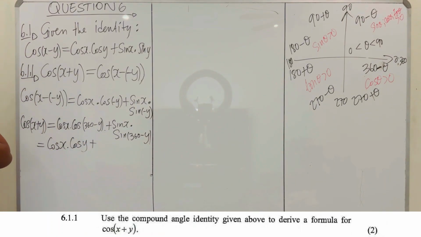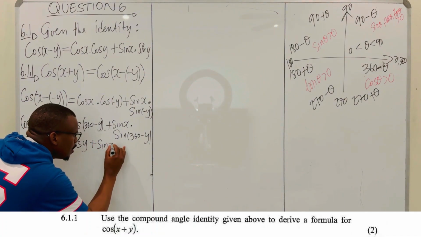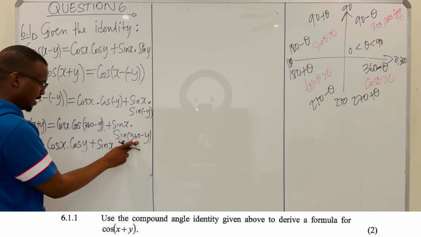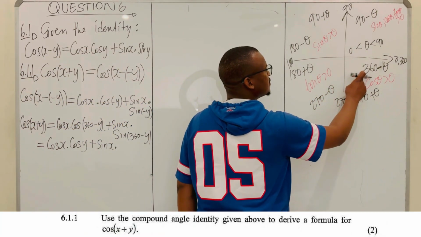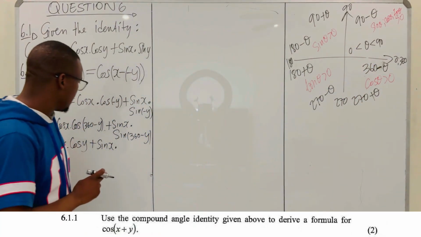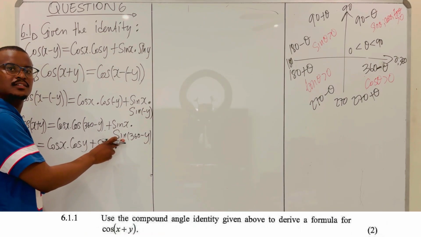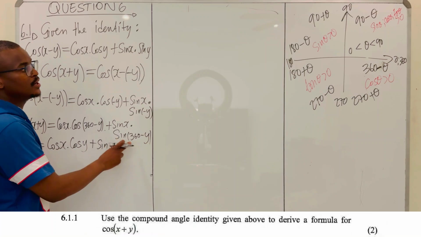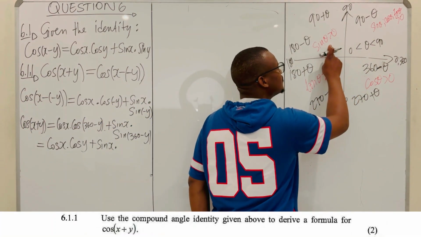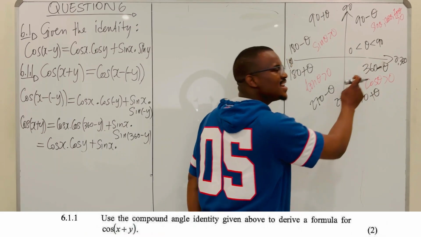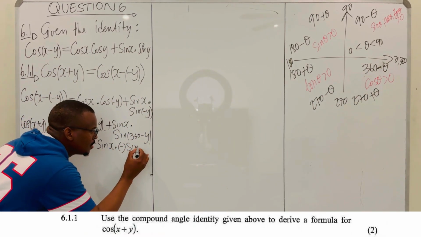Plus sine x, of course, times sine of 360 minus y. Where is 360 minus? It is on the fourth quadrant. How is sine there? Your sine on the fourth quadrant is negative, because only cos is positive here. Sine is positive there and there, but negative here. So it is times negative sine of that angle.